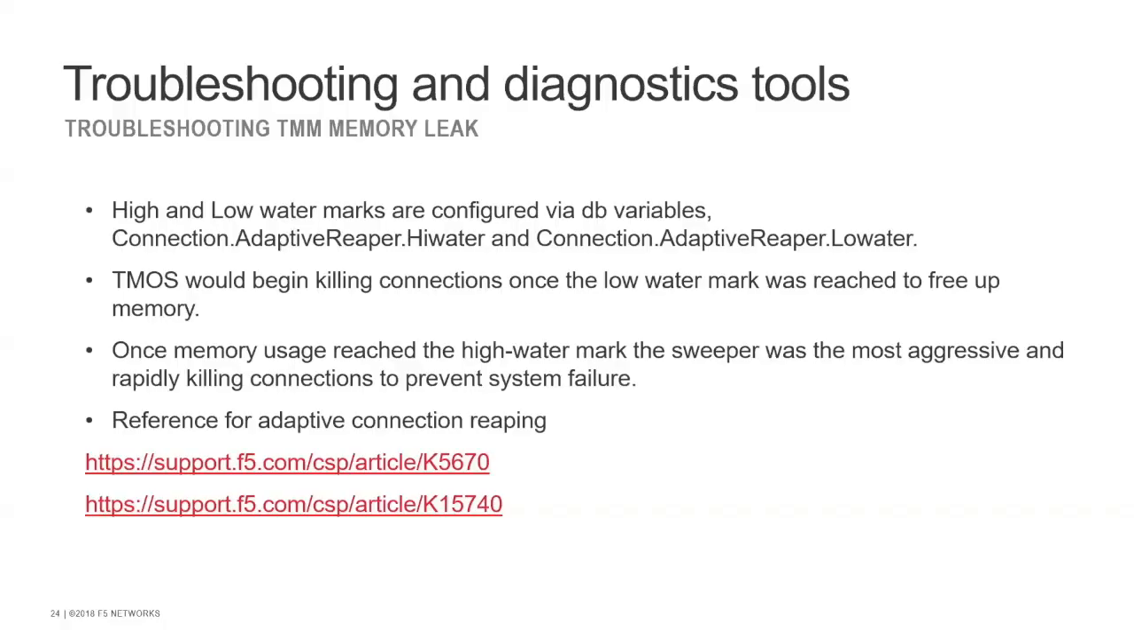As soon as the low watermark is reached, TMOS will begin killing connections to try to free up some memory. And once the memory usage reaches the high watermark, the sweeper is set to the most aggressive and rapidly will kill all the connections to prevent system failure. To expand on this information, you can review these solution articles.